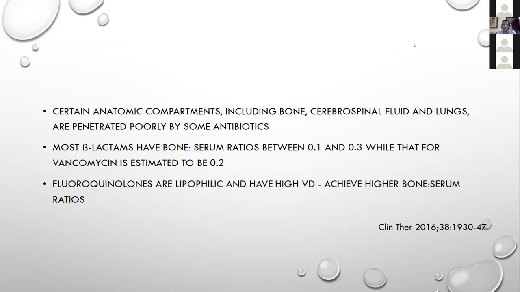Certain anatomic compartments like bone, for example, CSF, and lungs are penetrated poorly by some of the antibiotics. One I've alluded to is daptomycin. Most antibiotics, remember, have a poor bone to serum ratio. Whatever MICs or drug therapeutic levels we are looking at are in the serum or the plasma. We do not have the tissues. Remember, we have tissue infections also. So for vancomycin, if you've got osteomyelitis, or Staph aureus osteomyelitis, the bone to serum ratio of vancomycin is estimated to be only 0.2. So it penetrates very, very poorly in the bone.